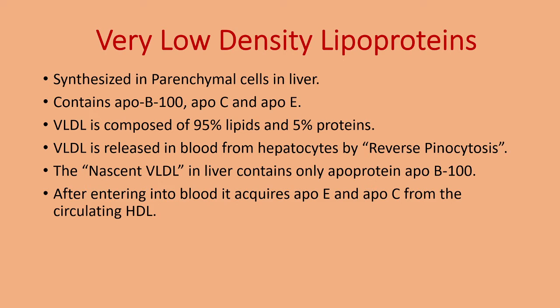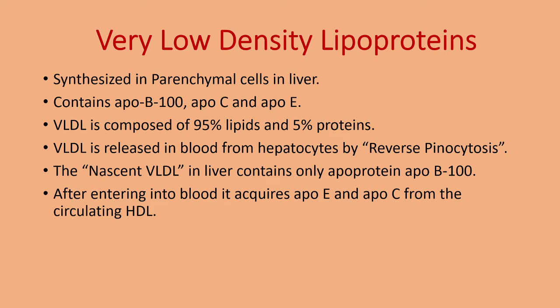The lipid content of this VLDL will include 60% triglyceride and 15% phospholipid, and it will also have 20% cholesterol. So this is the composition of lipid components present in VLDL. It contains triglyceride 60%, phospholipids 15%, and 20% cholesterol, and the remaining 5% will be protein. So the apoproteins we can find on VLDL are apoprotein B100, apoprotein C, and apoprotein E. This corresponds to the 5% protein.